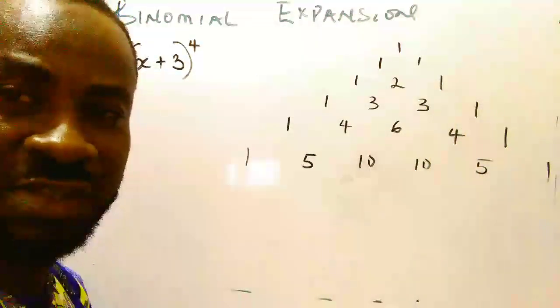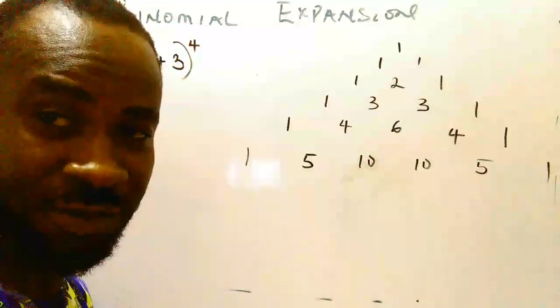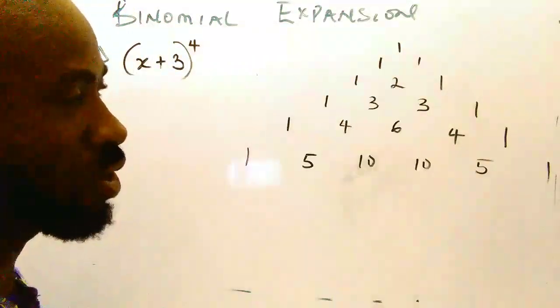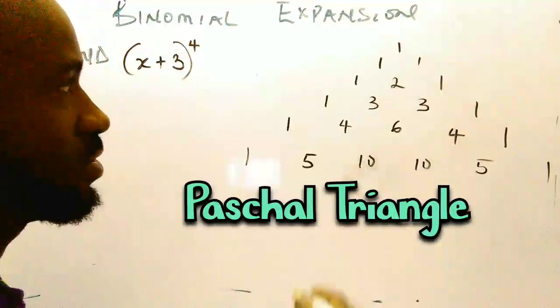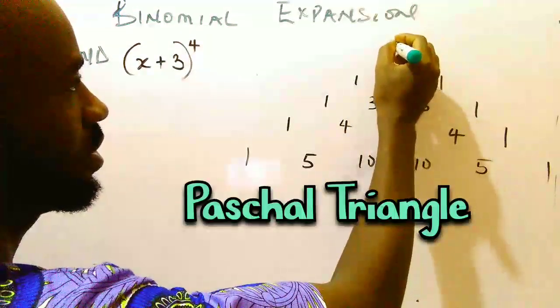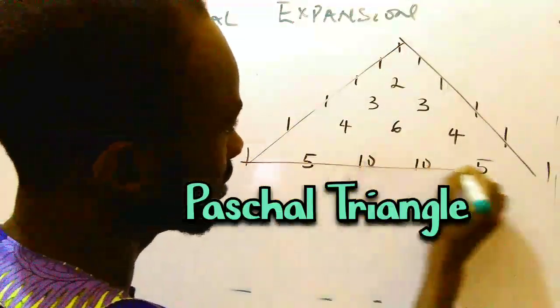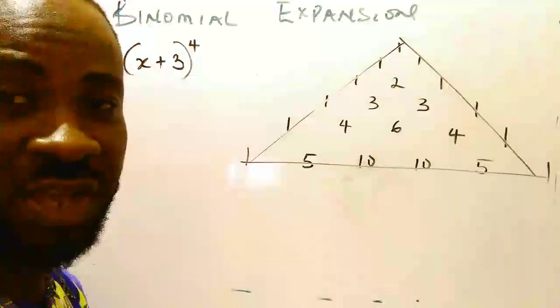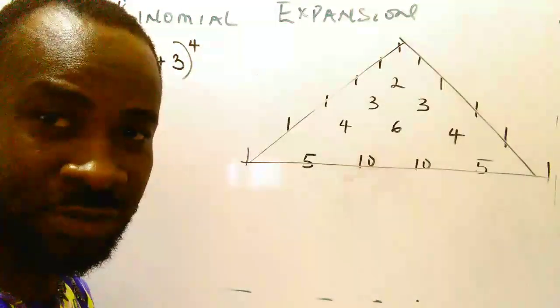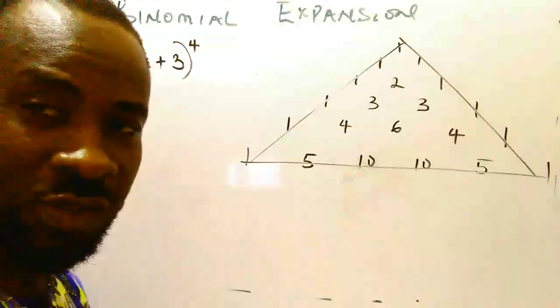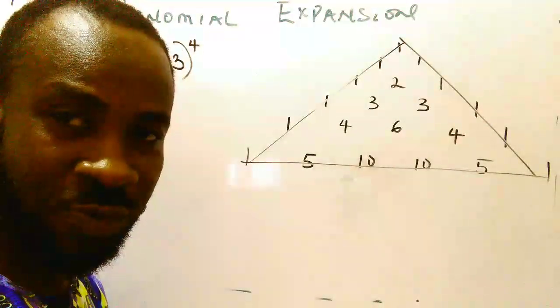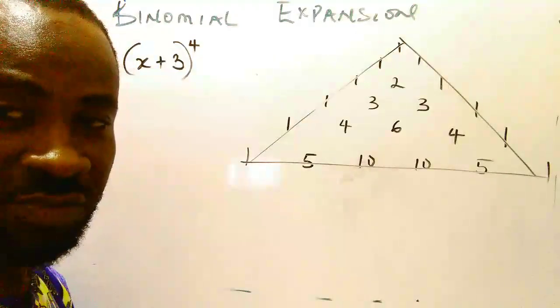Now it continues like this till infinity, okay? So this is what we call the Pascal triangle because it has the shape of a triangle. By the time you take it this way, it's giving us the shape of a triangle. So that's why it's being called the Pascal triangle. Is that clear? Now, what does this Pascal triangle do? What is the function of this Pascal triangle?